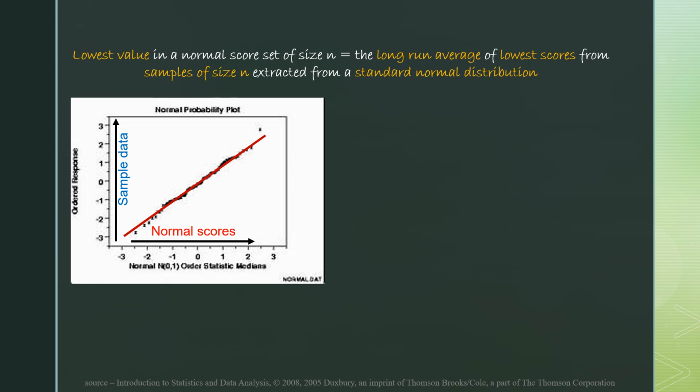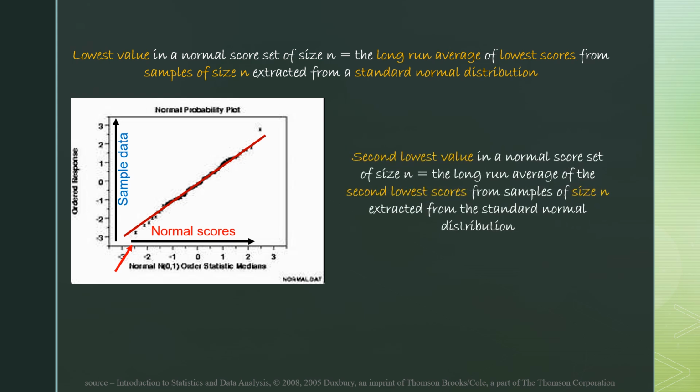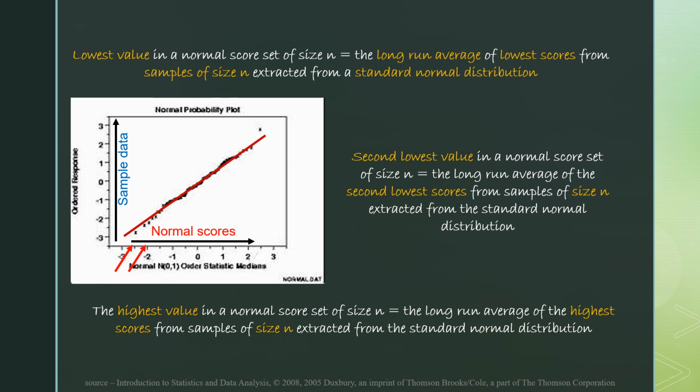The lowest value in a normal score set of size n equals the long run average of lowest scores from samples of size n extracted from a standard normal distribution. The second lowest value in a normal score set of size n equals the long run average of the second lowest scores from the samples of size n extracted from the standard normal distribution, and so on. The highest value in a normal score set of size n equals the long run average of the highest scores from the samples of size n extracted from the standard normal distribution.